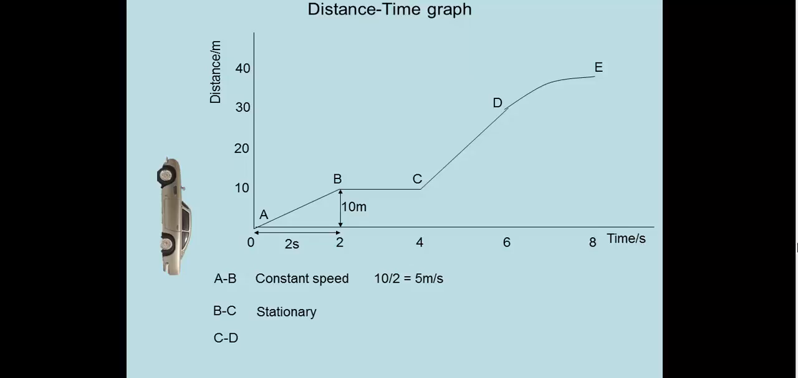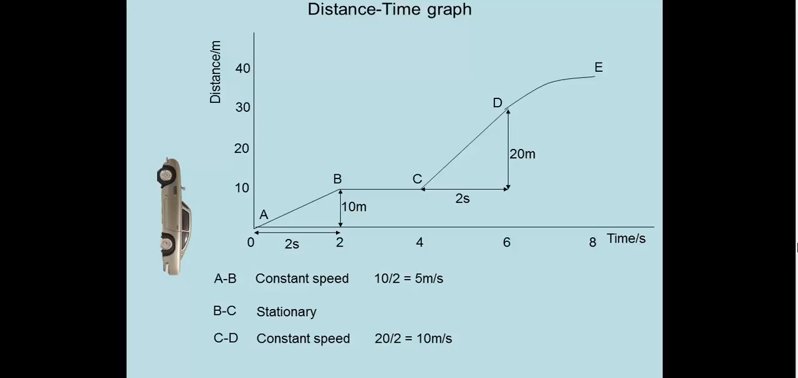From C to D we have a straight line with a steeper gradient than from A to B. This again is a constant speed. The gradient will give the speed. The change in y value is from 10 to 30 meters, which is 20 meters. Change in x value is again 2 seconds. So here the speed is 20 meters over 2 seconds, 10 meters per second.